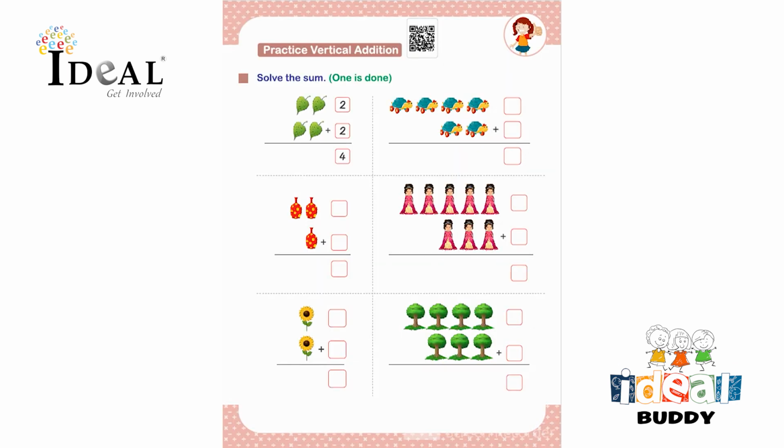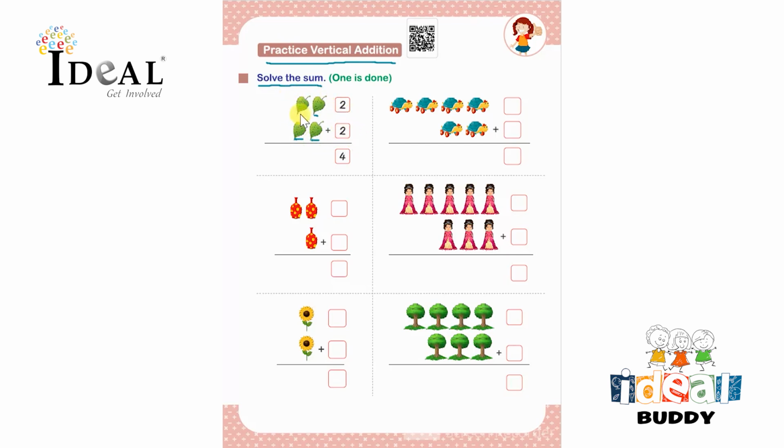Hello everyone. In this page, the child will practice vertical addition. So here they have to solve the sum and one is done for them. So here there are 2 leaves given, 1, 2. So the child has to write 2 in the first column. Then there are another 2 leaves given. So they will be again writing 2.